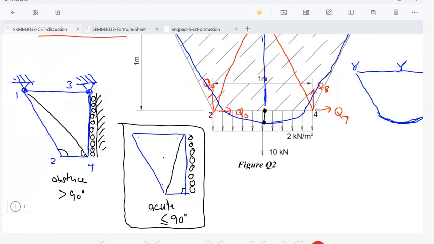Because if you look at previous years' questions, it will ask you to find the best configuration in such a way that it will give you the most accurate result.